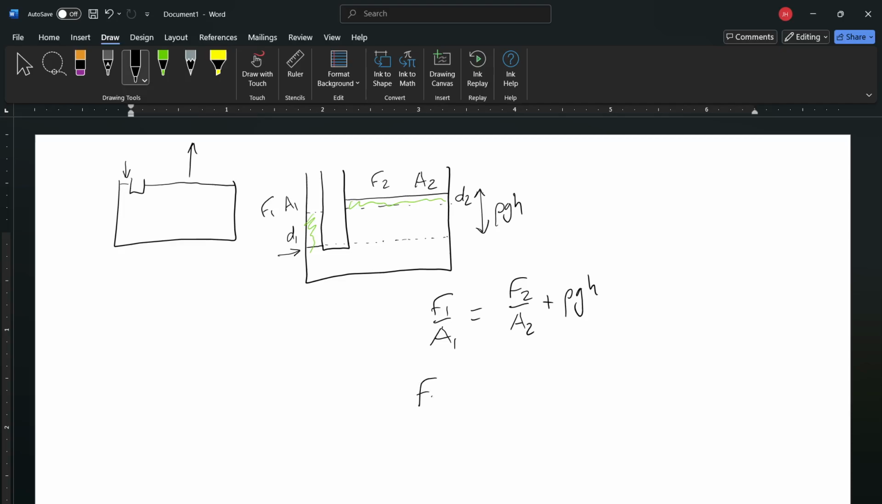Solving for F2, we'd end up with F2 equals F1 A2 over A1. So we still get that large change there if the area difference is large, but then minus rho g h. So we have to subtract off that hydrostatic pressure difference. Again, in many things like a car jack, it's not much at all. You usually can ignore that. But in fine measurements, you'd have to consider that.